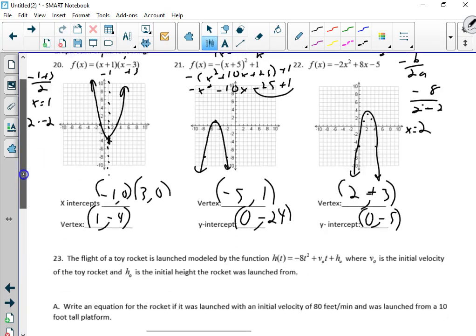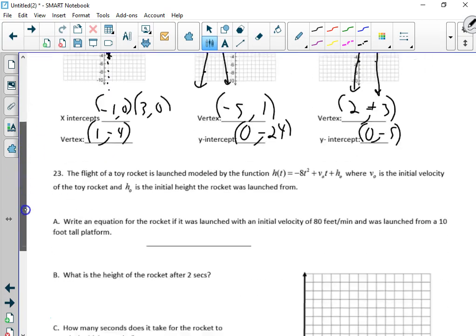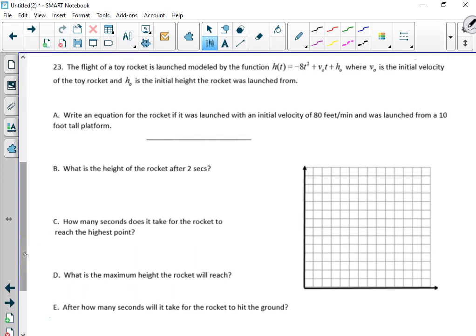Oh, goody, goody, goody. Classic word problem. Now, remember, we've done with -16 a lot. Look here, a little bit different. We got -8, just to mix it up. Okay, write the equation. If it was launched at 80 feet per second, that's v of 80, and it was launched from a 10-foot platform, that's the height. So, height based on time is equal to -8t squared plus 80t plus 10.